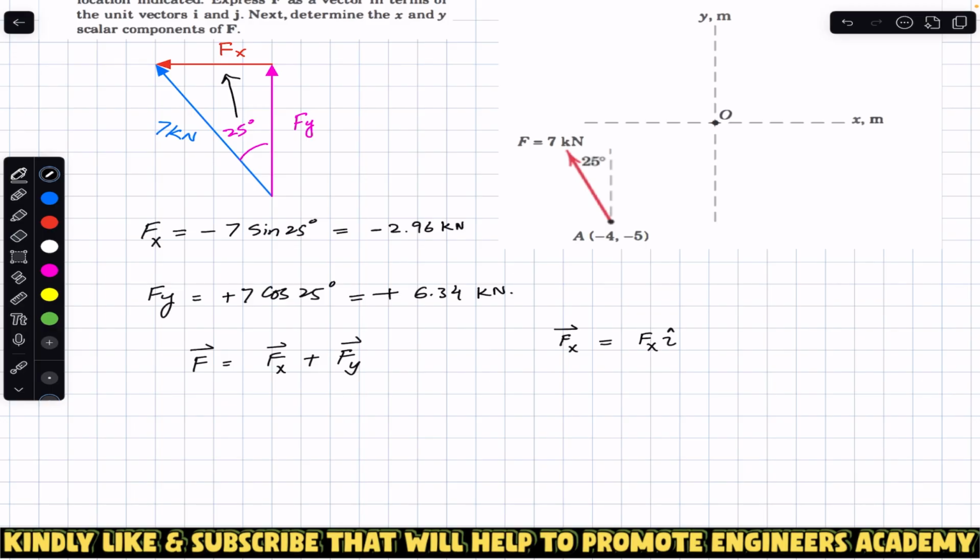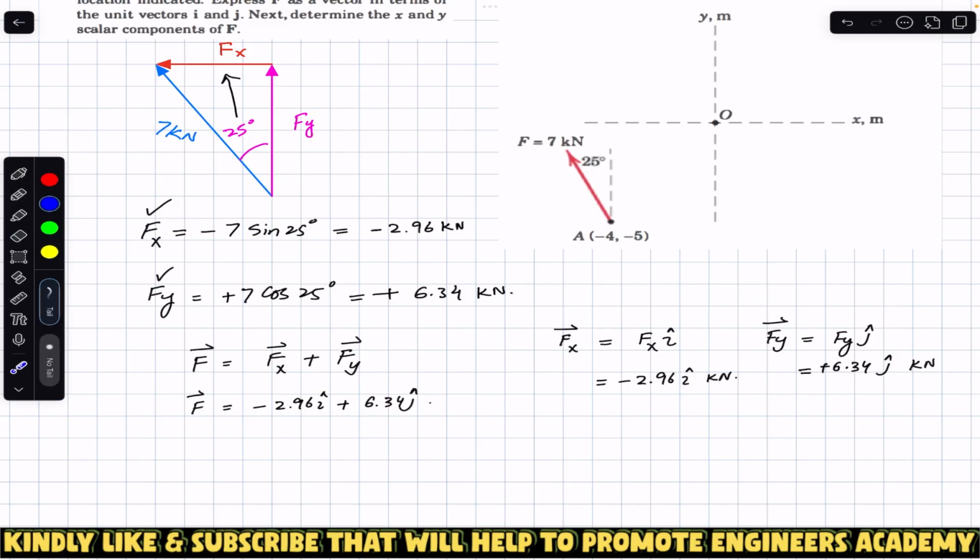So F_x is acting in the i direction, and we know F_x, so this is the scalar component. So F_x vector will be minus 2.96 i, and similarly the F_y vector will be equal to F_y in the j direction. So F_y, that scalar component, is 6.34 kilonewton in the positive j direction. The magnitudes are in kilonewton. So now we can simply write it here: the F vector is equal to minus 2.96 i plus 6.34 j.